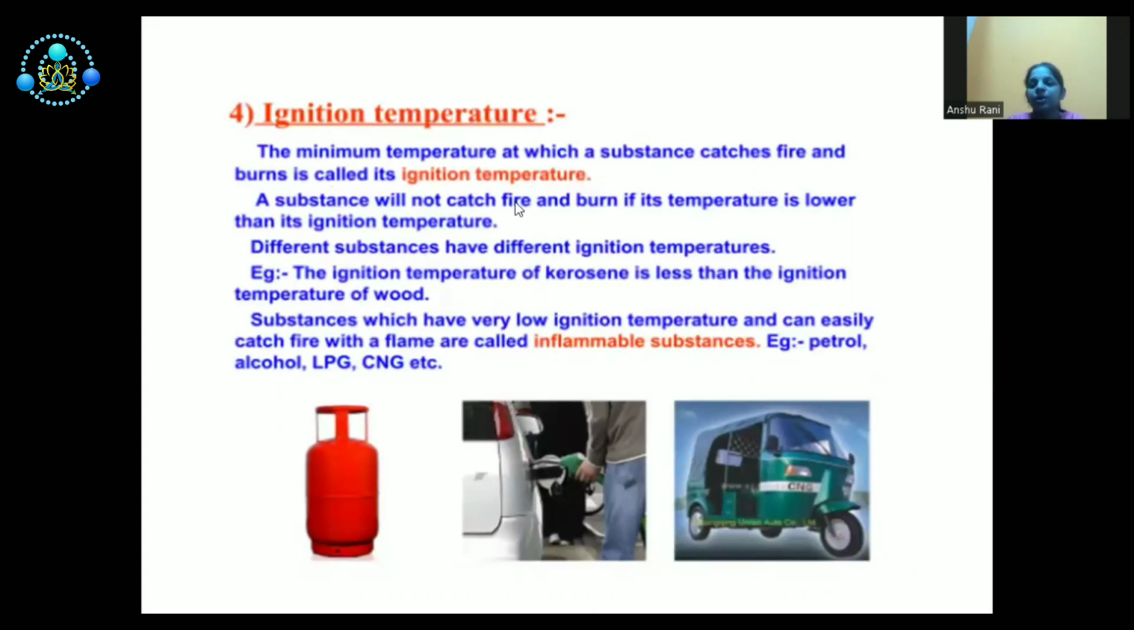Then comes ignition temperature. Ignition temperature is the minimum temperature at which a substance catches fire. The substances which can burn easily, those which have low ignition temperature, are called inflammable substances, like petrol, alcohol, LPG, CNG. They all are called inflammable substances as they can catch fire quickly.